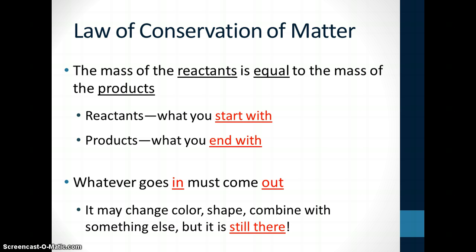So whatever goes into a chemical reaction must come out. It can't just disappear. Even when something dissolves, it's not actually gone. The mass will still be affecting the reaction. So we like to think of this as if matter changes, it's still matter. It may change color or shape. It can combine with something else, but it's always going to be there. So the matter can't just disappear.